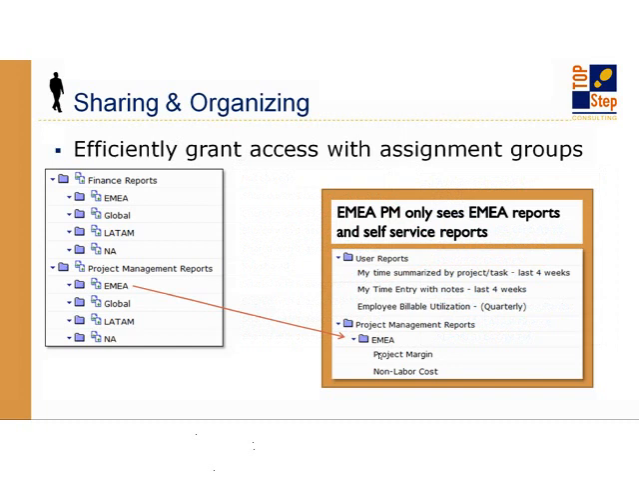So in this example, we have an EMEA project manager who has access to the project management reports folder, but only the EMEA subfolder. They don't have access to the finance EMEA folder this way. So when they log in and they're looking at their shared reports, one of them that we're seeing is shared with them is just the EMEA project management reports. Nice and clean for them. They don't have to wade through a bunch of folders that aren't applicable to them.